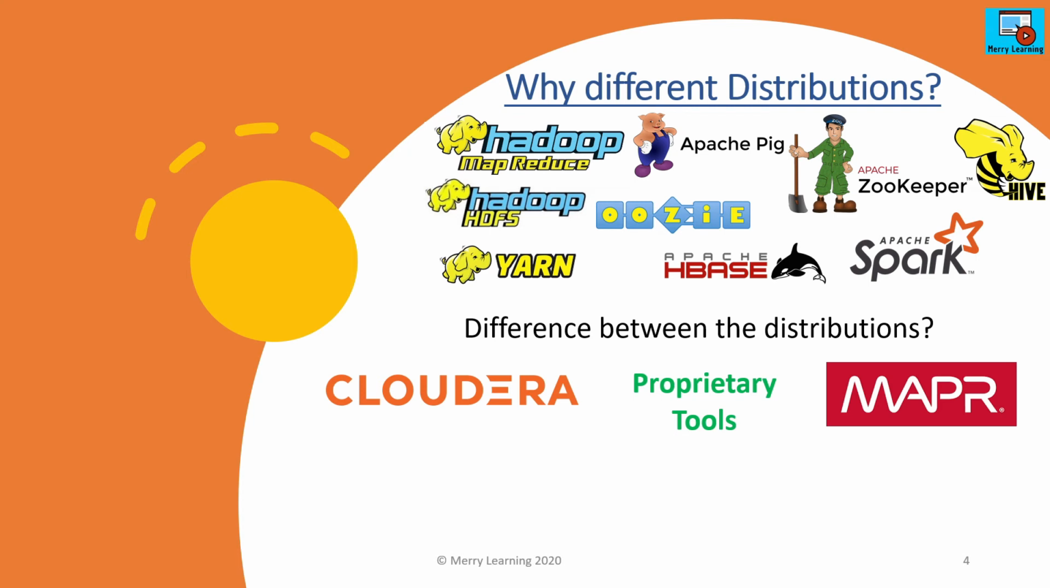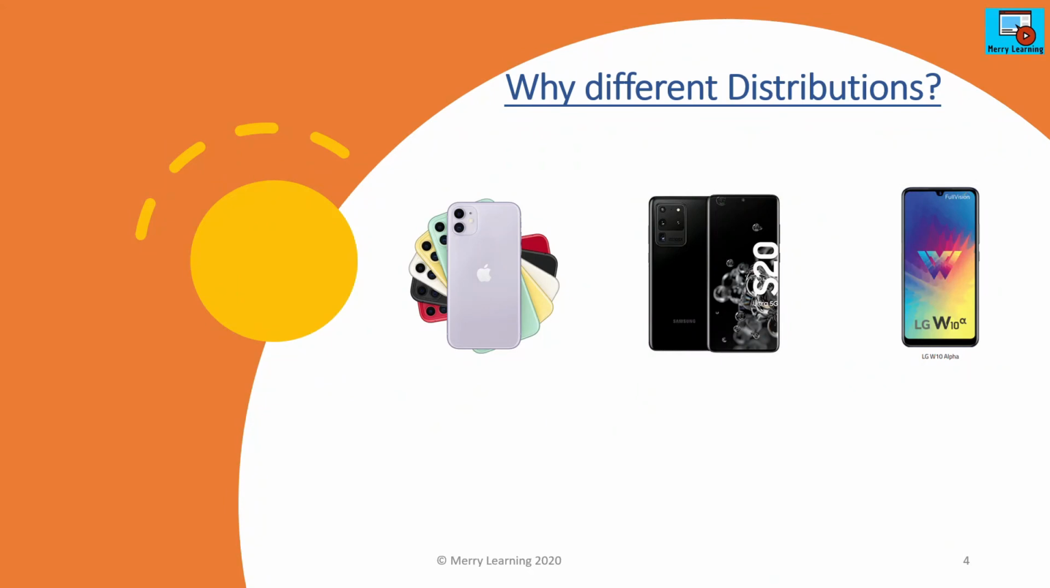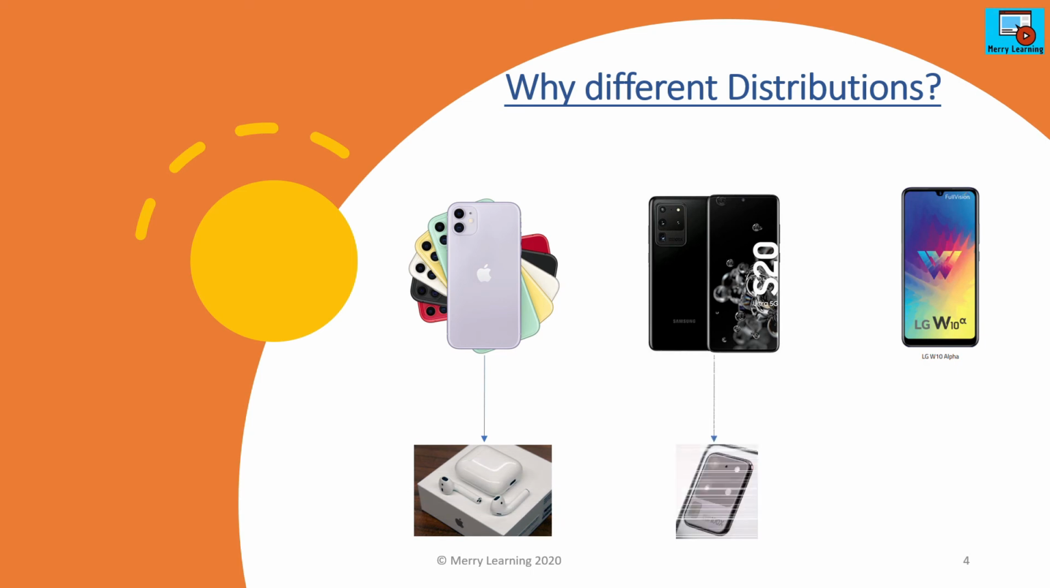Like Cloudera Hadoop distribution has Cloudera Manager or Cloudera Machine Learning components, which are only available with Cloudera. It won't be available in any other distributions. Likewise, MapR has MapR file system, which is only available with MapR's distribution and not with any other distributions. To understand it better, consider the different mobile phones available in the market. All these phones provide basic functionalities like calling, texting, etc. But they differ from each other on certain proprietary features that they have, like maybe the AirPods, or camera features, or price, etc.